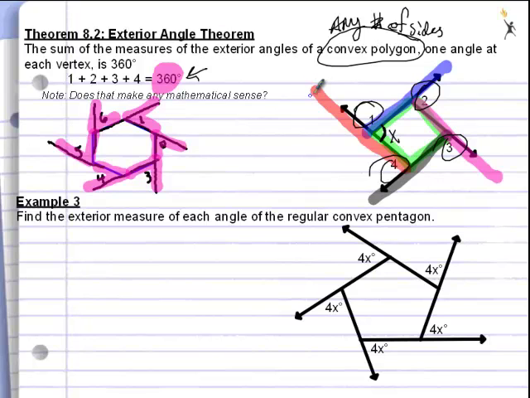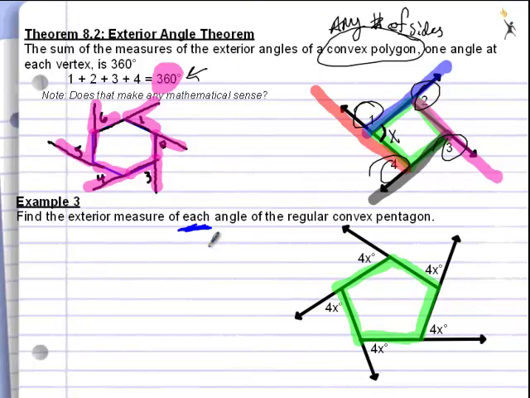Not too confusing. It's just something that you need to get used to. A simple statement, just like supplementary angles always add up to 180. Exterior angles of any convex polygon equals 360. Let's take that and apply it in example 3. It says find the exterior measure of each angle, meaning we have to find each individual angle of this convex polygon. Well, like we just got done discussing, it does not matter how many sides this shape has.